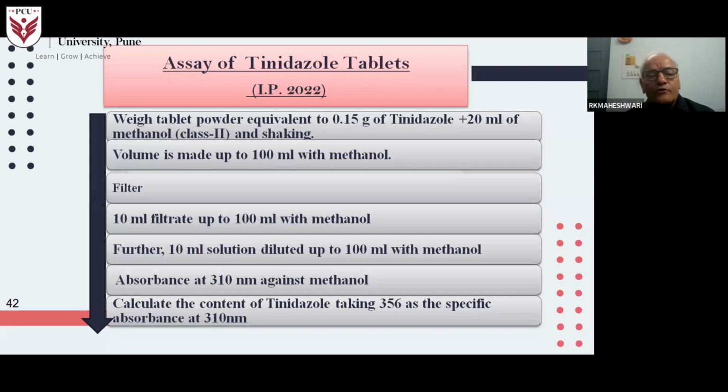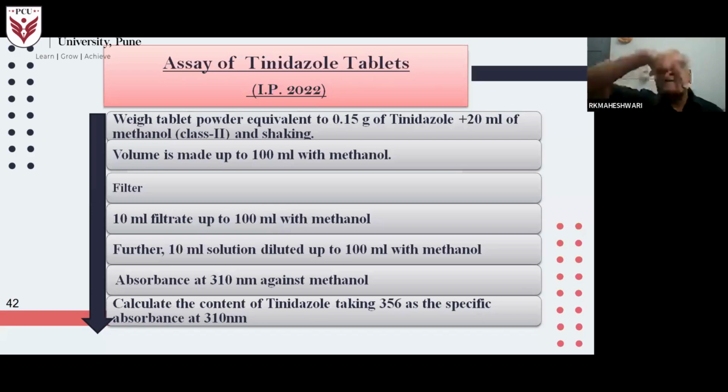And then from this, again you take 10 ml and dilute it up to 100 ml with methanol. Then the absorbance of this solution is noted at 310 nm against a methanol blank. In the sample cuvette and the reference cuvette, the methanol is the same, so the effect of each other is neutralized. Only the absorbance comes due to the drug.